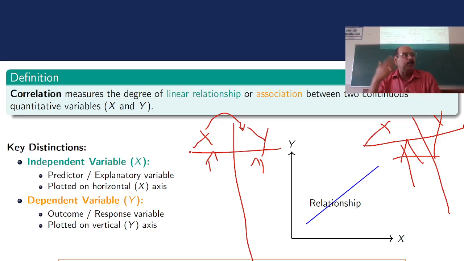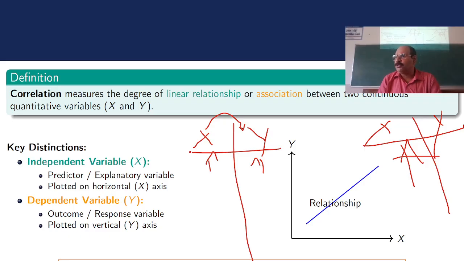It can be on the positive side, it can be on the negative side. Positive side means as x increases, y increases. Negative side means as x increases, y would decrease. Usually x is plotted in this direction and y is plotted in this direction. Very common, as usual, we'll draw our graph with the x-axis and y-axis.